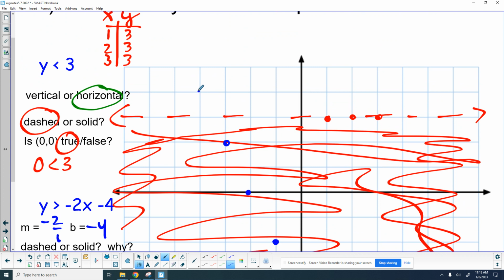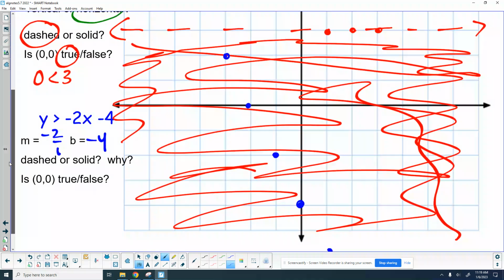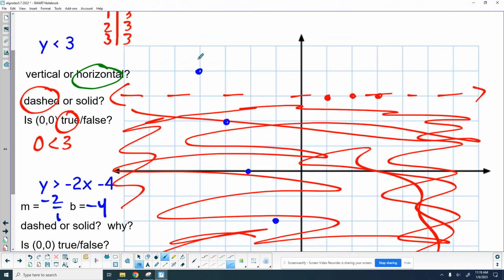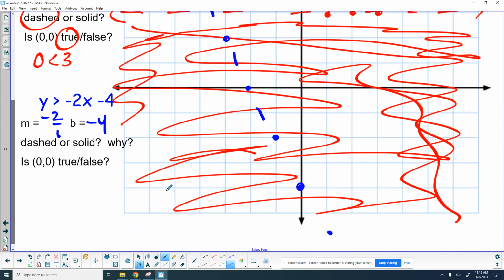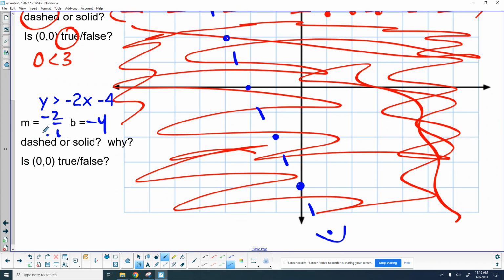And I want the graph to be cut in half. So I'm going to go all the way across until I can't go anymore. This is a dashed line as well. So I'm going to dash it up a little bit, stick some dashes in there between my points, but definitely not solid. And then I'm going to test the origin again. And it's dashed because there's no equal to. So the origin's right here to the right of this line. So 0 is greater than -4. That's true.